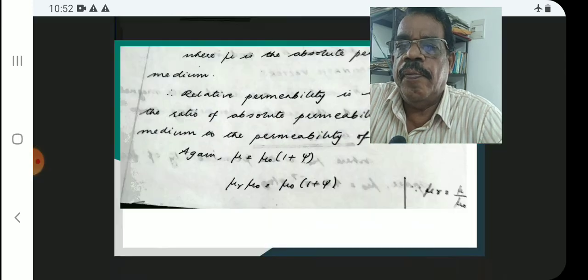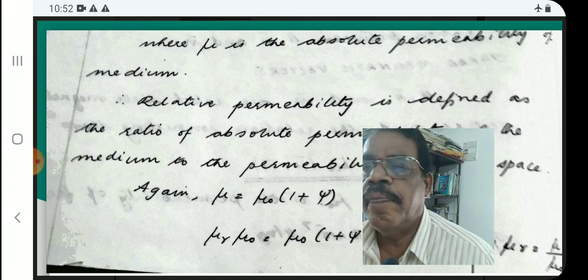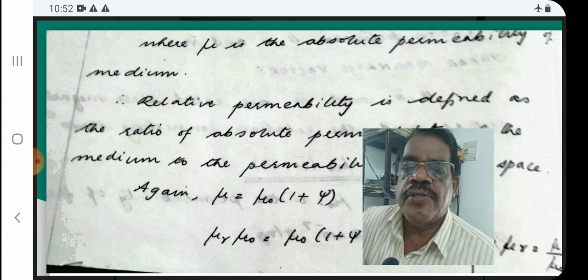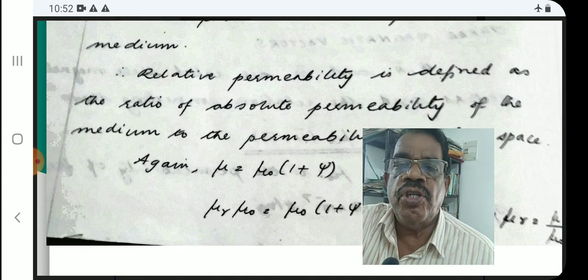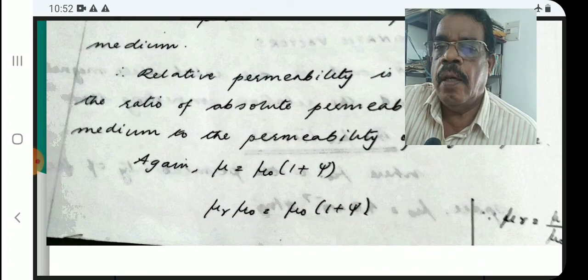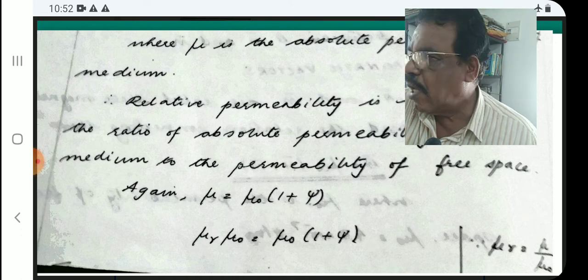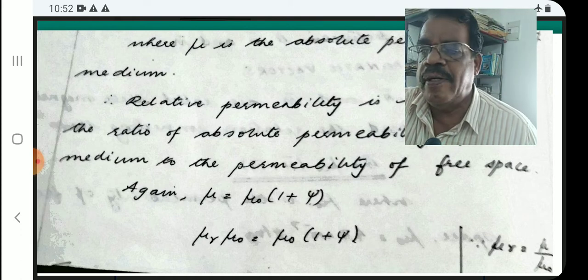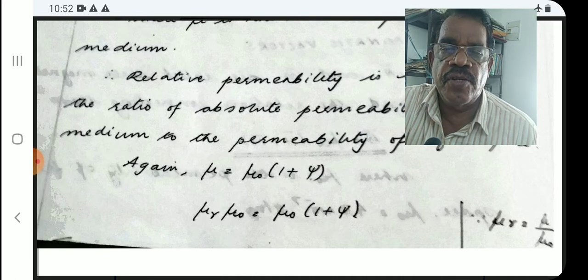Mu is the absolute permeability of the medium. Relative permeability is a ratio. Relative permeability is defined as the ratio of absolute permeability of the medium to the permeability of free space. Again, there is one more relation. Mu is mu 0 into 1 plus psi. Mu we can write as mu r into mu 0, where mu r is the relative permeability and mu 0 is the permeability of free space. We write mu r mu 0 is mu 0 into 1 plus psi, and mu 0 cancels from either side.